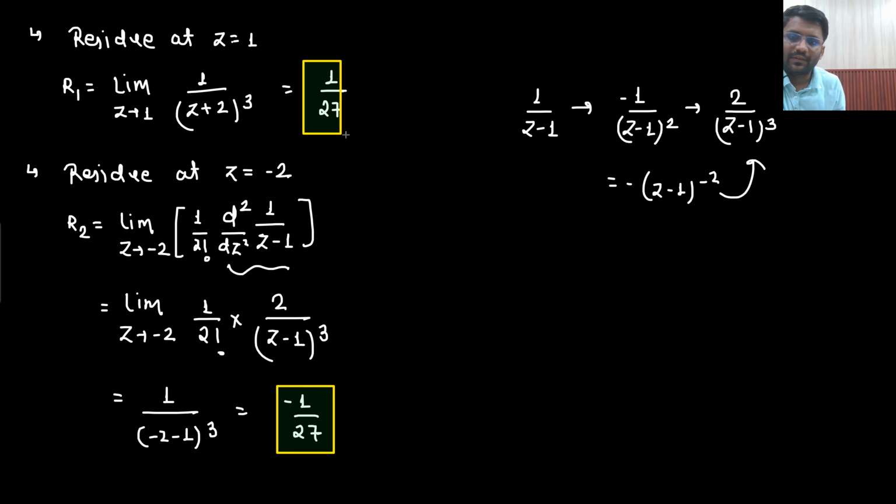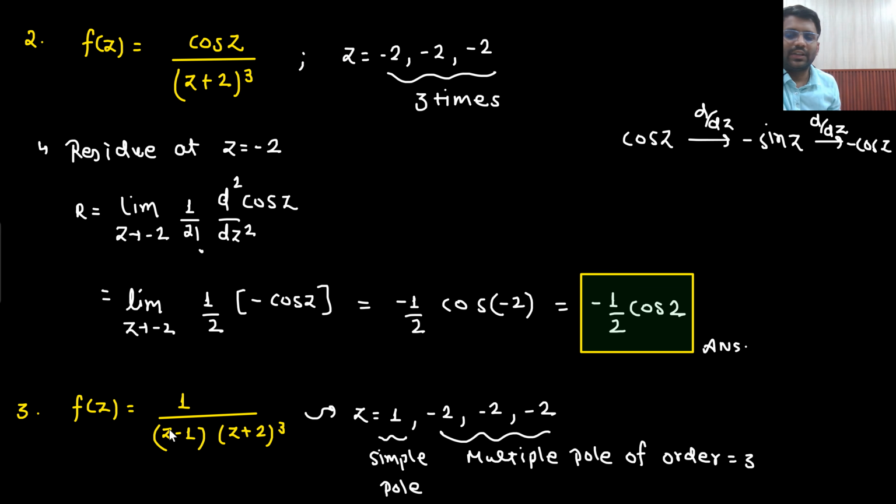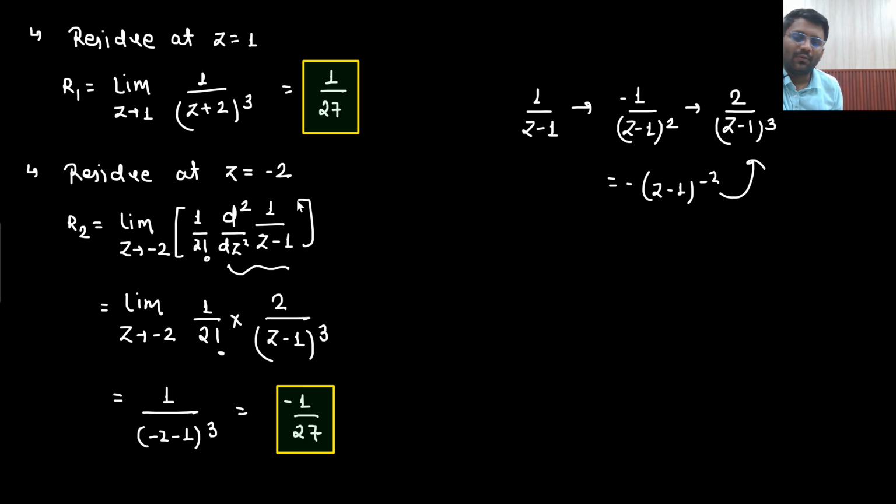Minus 1 by 27. And here, 1 by 27. So for z equals 1, sir, it was a simple pole. I just removed it and put z equals 1 here. Answer is 1 by 27. For z equals minus 2, it is a multiple pole, sir. Since this is a multiple pole, what I need to do is, since it is coming 3 times, first remove this. Then whatever function is left, differentiate it 2 times, and divide by 2 factorial as well. The number of times you differentiate, divide by that factorial as well. So this is the answer that I am getting. The 2s get cancelled out, put minus 2 here. Answer is minus 1 by 27.